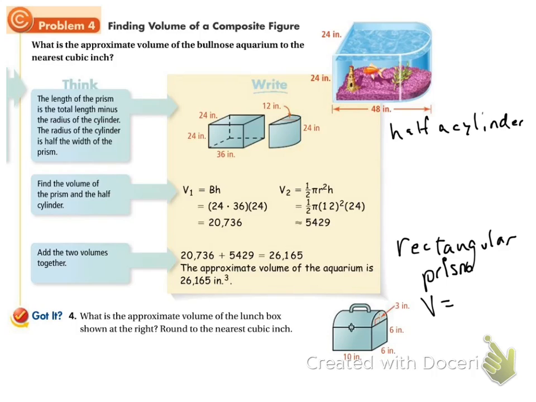So volume is equal to base times height. So the area of our base, it's 10 by 6, so 10 times 6, which is 60 inches squared. So I can plug that up here, times our height is 6, so that gives us 360 inches cubed.